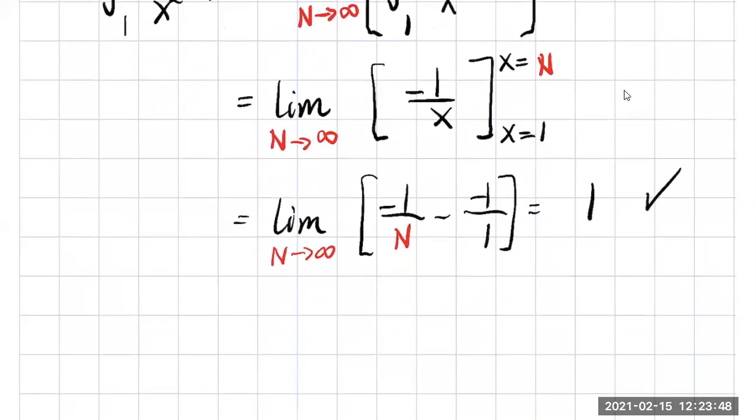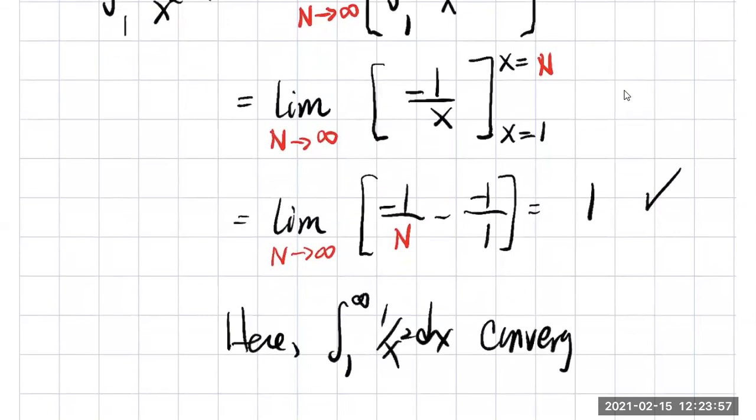So I'm going to make a note here. The improper integral of 1 over x squared dx converges to 1. Okay, the improper integral converges to 1.